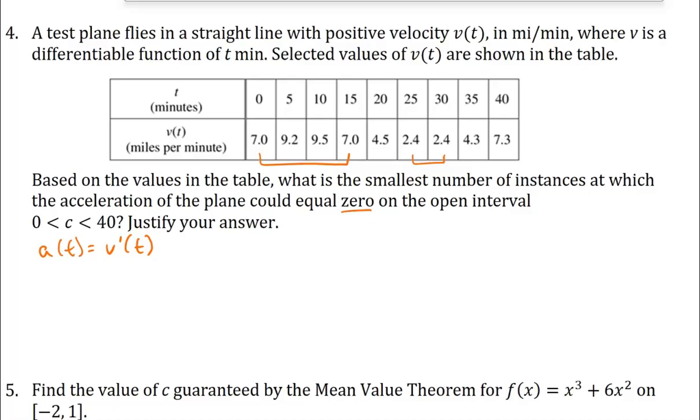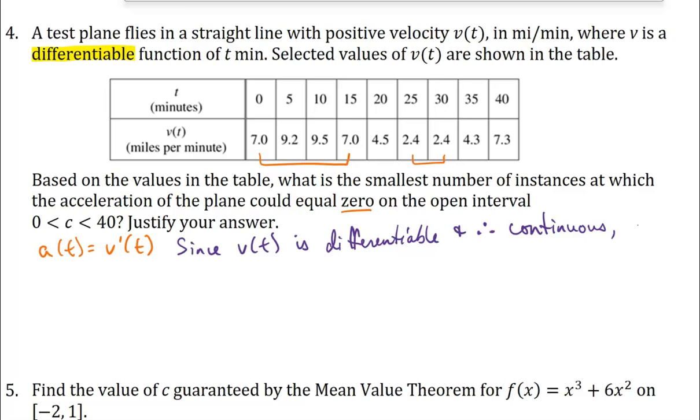Why can I do that? I'm looking at the conditions first, and it tells me that velocity is differentiable. So I'm going to start with that. I'm going to say, since velocity is differentiable and therefore continuous. Remember, it has to be a therefore or thus or so. Some kind of one implies the other, not just both are true. So it's differentiable and therefore continuous.